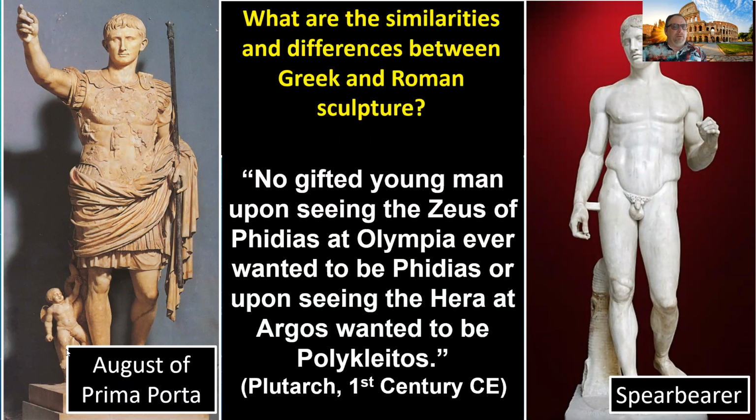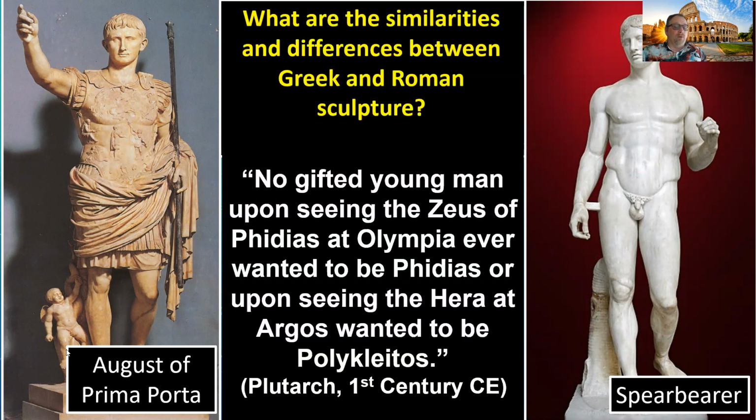So these are much more imperial propaganda than they are largely artistic, celebrity-like works, as in the Spear Bearer, where both the person it represents, the first Olympic gold medal winner, as well as the artist, Polykleitos, both get celebrated. So the quote here is by Plutarch, who's a first century commentator. It says, "No gifted young man, upon seeing the Zeus of Phidias at Olympia, ever wanted to be Phidias."